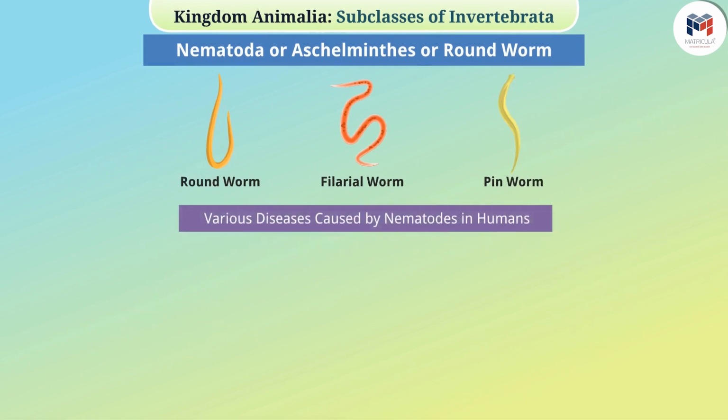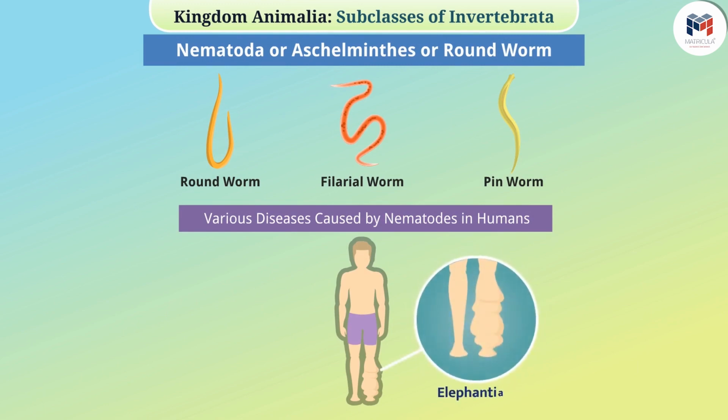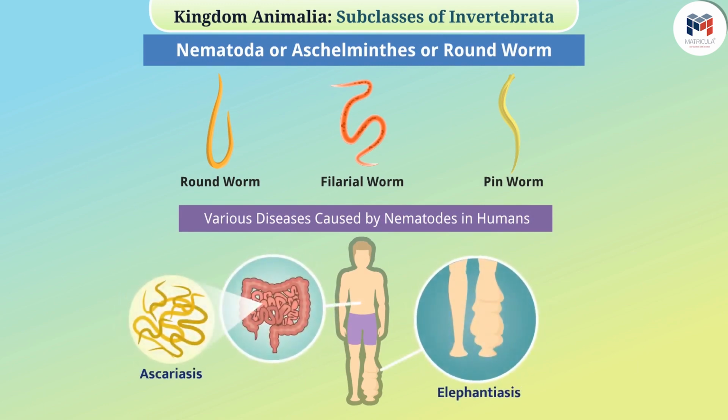Various diseases caused by nematodes in humans are elephantiasis and ascariasis. Among them, males and females are different. Females are larger than males.